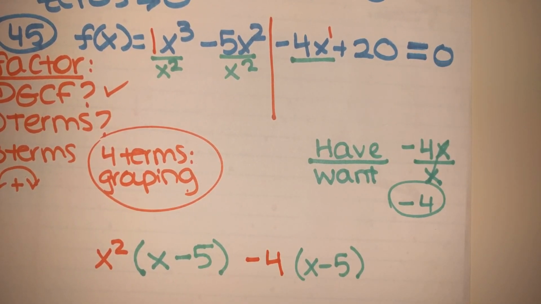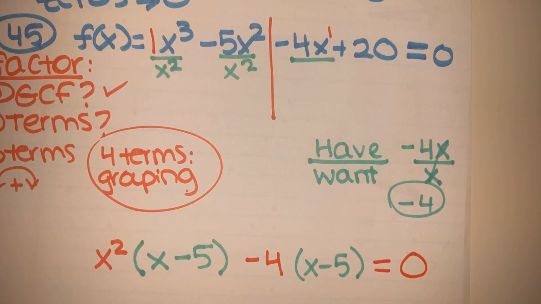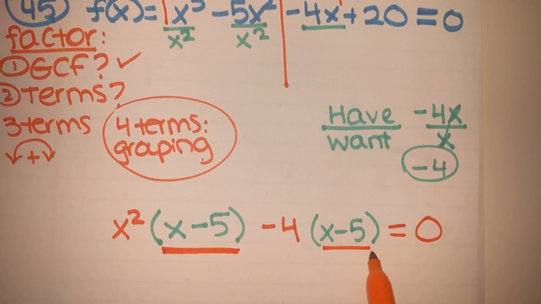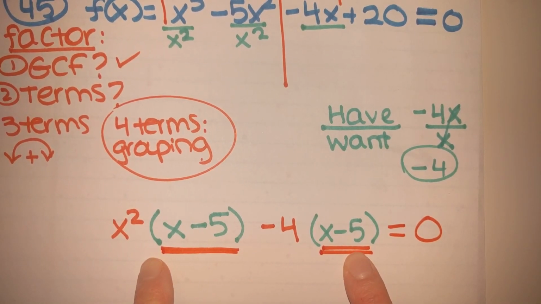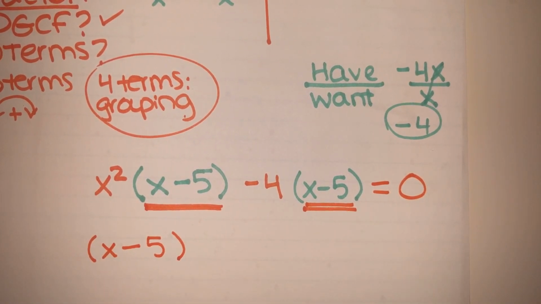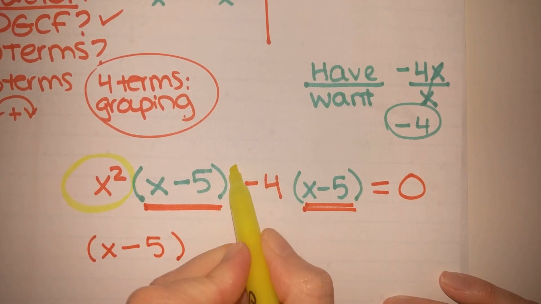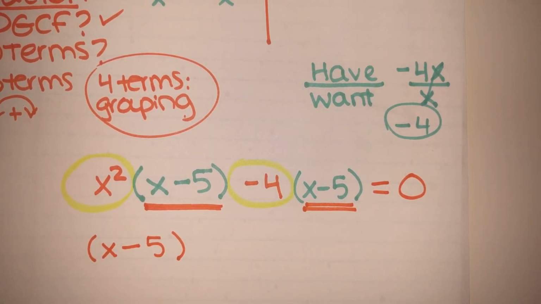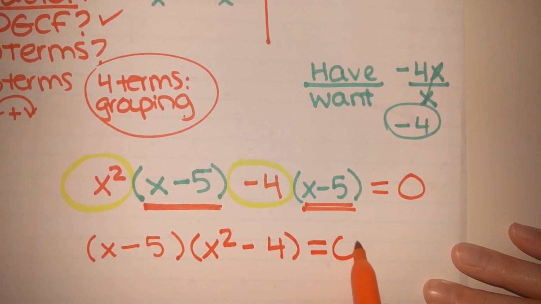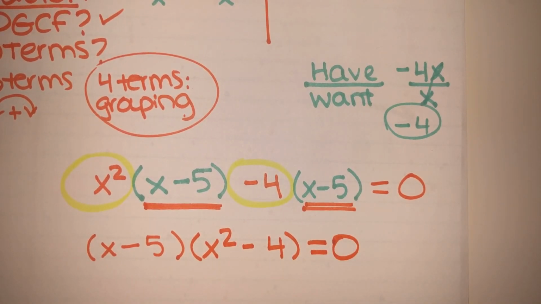All right, so now that I have my GCF pulled out from each of those 2 groups, and I have this x minus 5 common to both groups, I can bring out the x minus 5, and that leaves me with x squared and negative 4 as the other set of parentheses. So this will be x minus 5 times x squared minus 4 equals 0. Now it is finally factored. We went through GCF, we went through 4 terms grouping, and it's factored. Now that it's factored, we set each of those factors equal to 0.